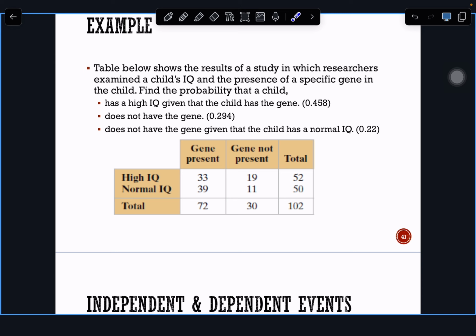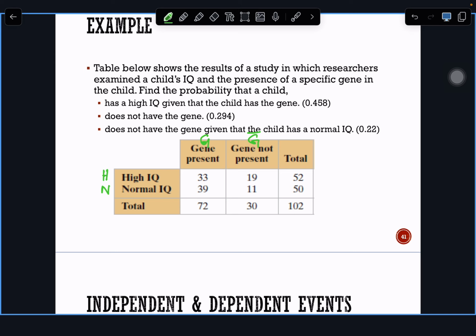My suggestion is this way, because the formula just now in terms of A and B, you probably get a bit confused. Let's say we define this one as G, this one should be G bar. High IQ, let's say we define H, normal IQ we define N. Okay, so now we have alphabets.